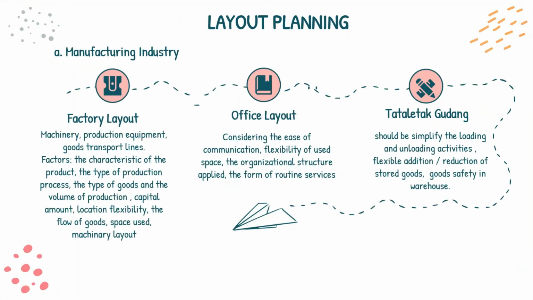After you already get your location, then you need to plan your layout. Again, we divide it into manufacturing industry and service industry. When we're talking about manufacturing industry, there are three types of layout planning that you can choose based on your business characteristics: factory layout, office layout, and also warehouse layout.